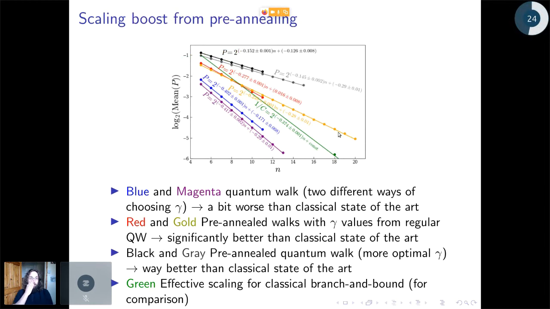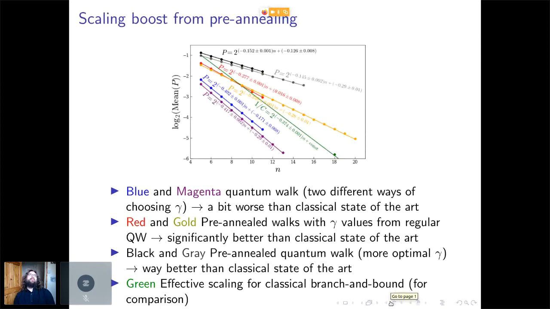If you fine tune it a bit more in this kind of busy plot, these red and gold lines are the parameters we use there. But if you do some more fine-tuned parameters, exact details of what we did aren't that important, you get even nicer scaling, sort of 1.5. This is compared to what I talked about, this green effective scaling for a state-of-the-art classical algorithm. This is something called branch and bound that I've included for comparison.